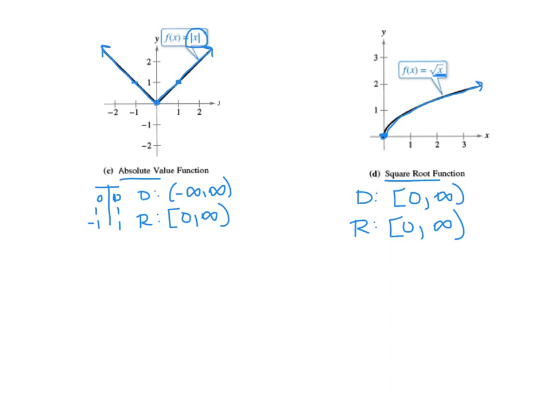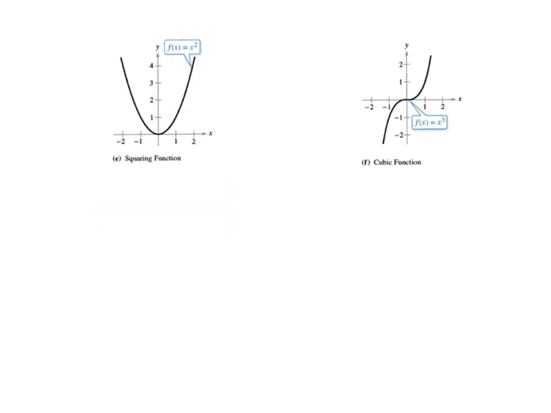Now, as we go through the rest of these functions, we're really just focusing on the most basic version called the parent function. Eventually, we'll do some transformations or translations of these graphs, and that will alter what our domain and range look like. The next two functions are called the squaring function, which we know as quadratic, and a cubic function. So notice with the squaring function, this is a curve in the most basic form, f of x equals x squared.